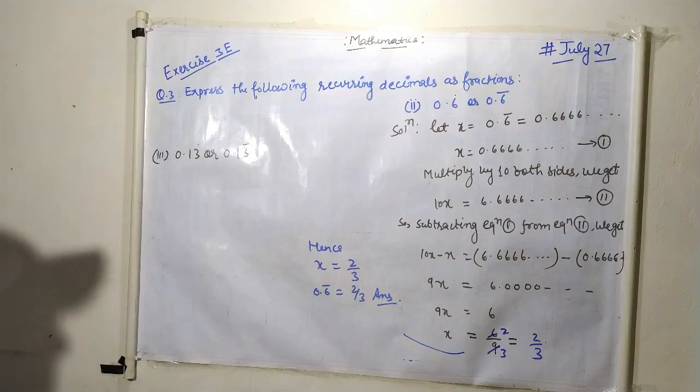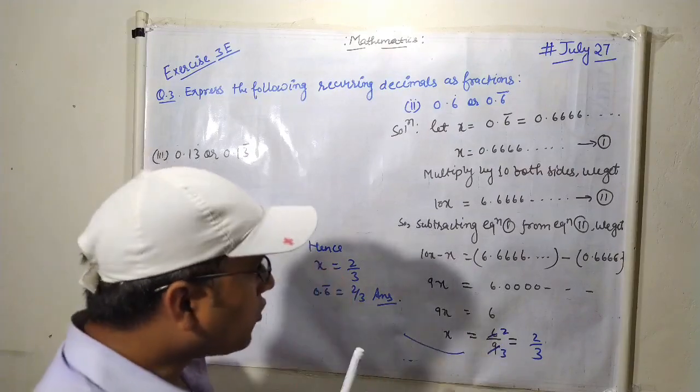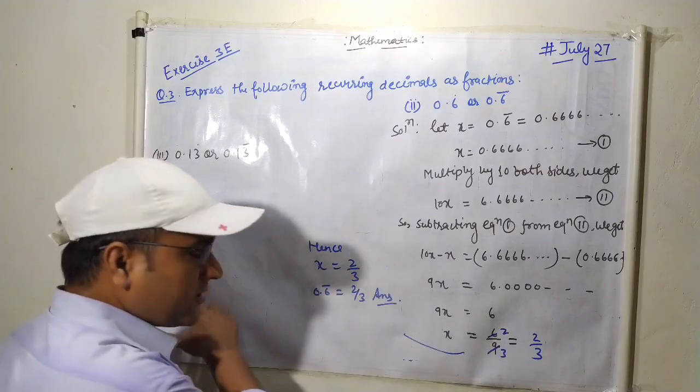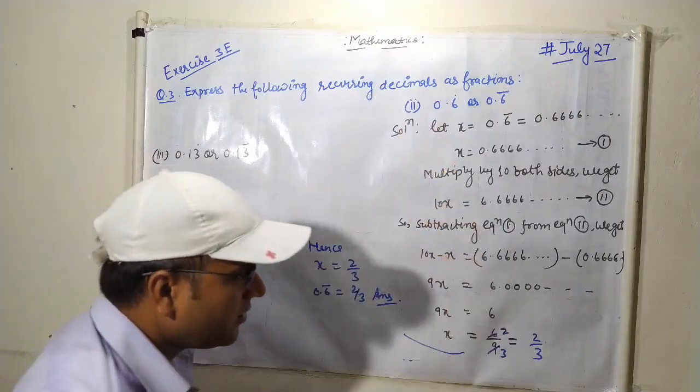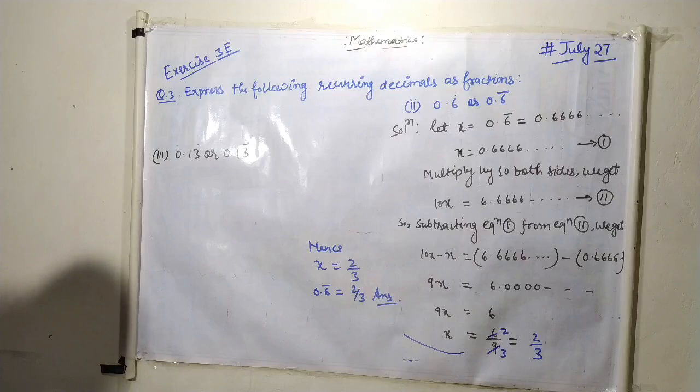Both ways you can do that. First I have done it without supposing x, without supposing an unknown quantity. It is also easy, and this way also you can do it by supposing x. Okay, now that question number third one.